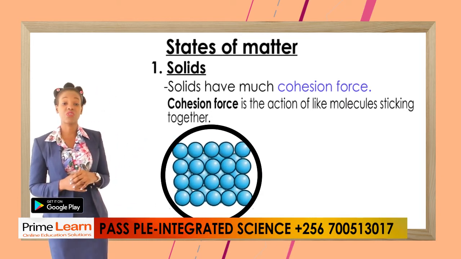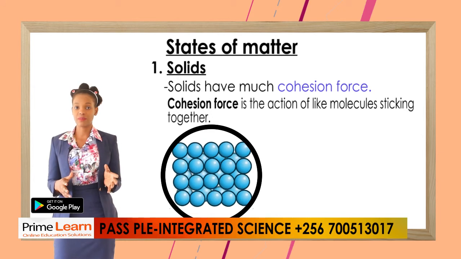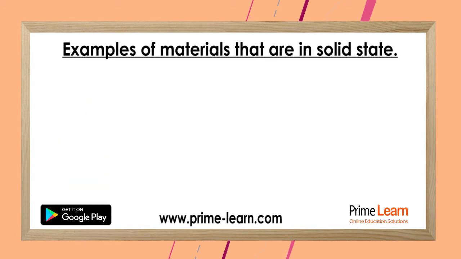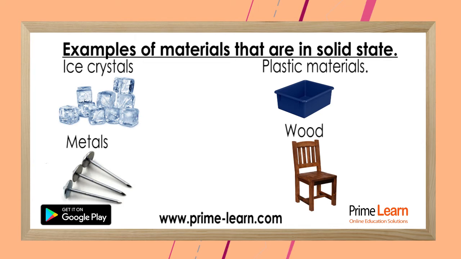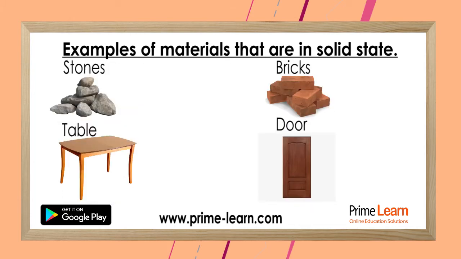Wow, you can have a look on our screen here. We are seeing a state of solid. Having known those characteristics, allow me to take you through the examples of materials which are in solid state. Among these examples, we have ice crystals. I hope you know ice crystals. They have closely packed particles. Second, we have plastic materials. We also have metals. Metals are also in solid state. We also have wood, stones, bricks, tables, doors, to mention but a few. All those things that I've mentioned belong to solid states of matter.